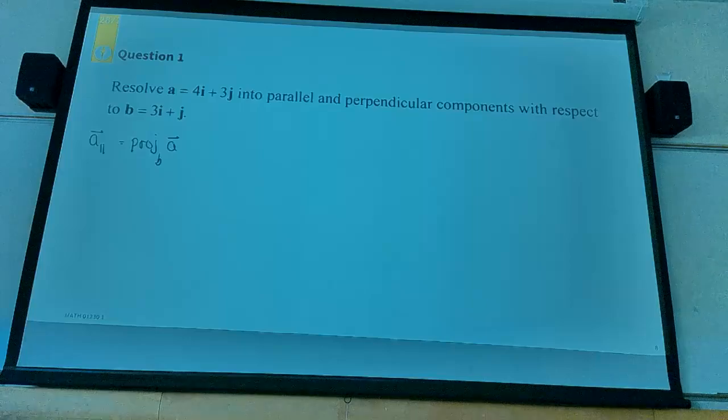That is the projection. Projection of A onto B. So I said you have to pay attention to the order. It's B dot A over B squared times the vector B.